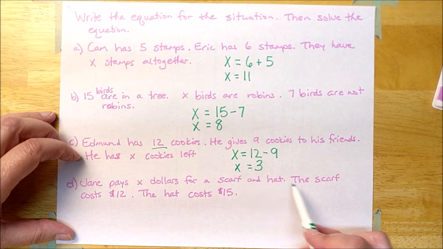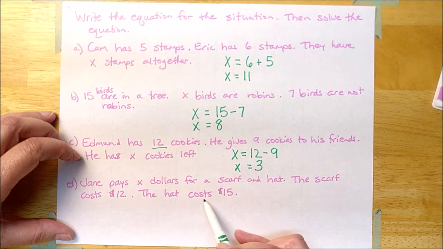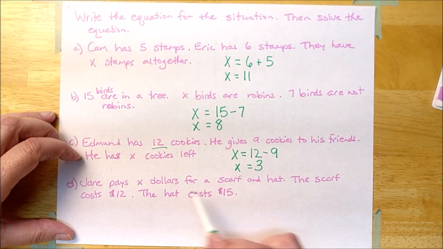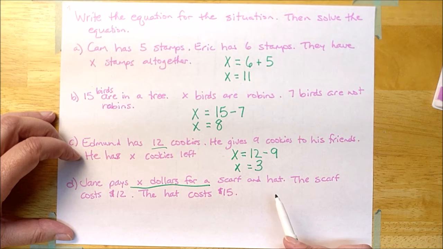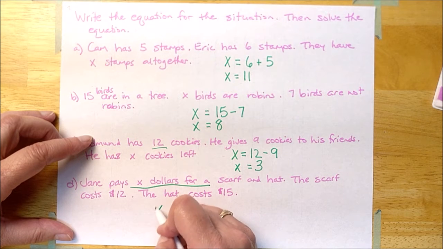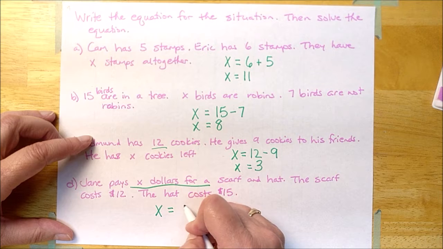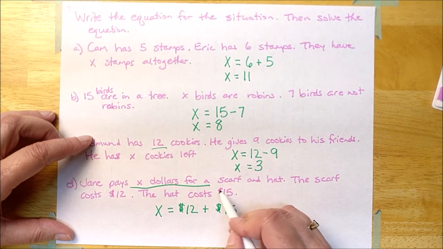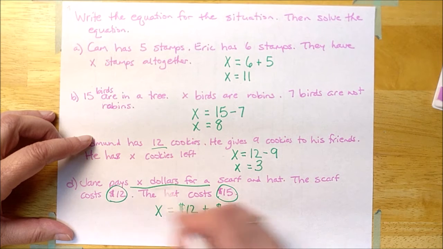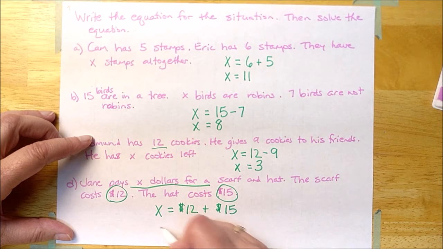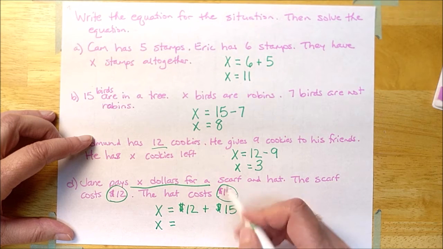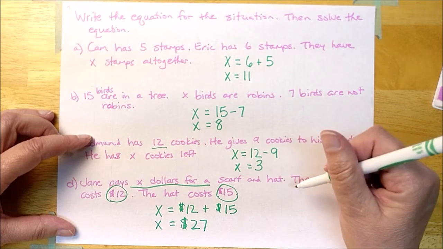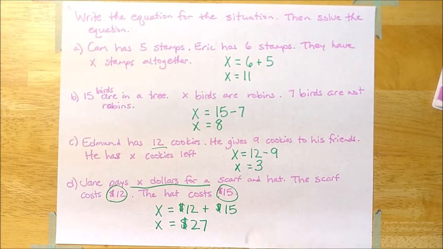And the last one, before we look at what we have to do today, Jane pays X dollars for a scarf and a hat. The scarf costs $12, the hat costs $5. So I don't know how much money she paid altogether. So that is my total. So I am missing my total. So total equals part 1 plus part 2. And notice, since these guys have dollar signs, I better put them in my question too. So what is 12 plus 5? That is $17. So Jane pays $17 for her scarf and hat.